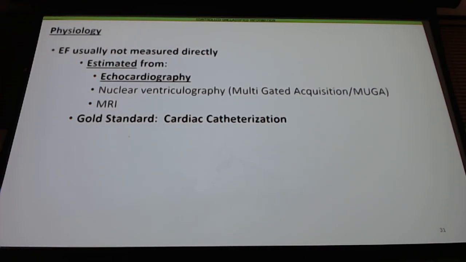So continuing on, even though the gold standard for the EF is to do that catheterization, we don't have to actually do an invasive test to calculate the EF. An ultrasound, which is the most common way that we will calculate the EF using the echocardiogram, is a non-invasive approach that we can use to calculate the ejection fraction for a patient.